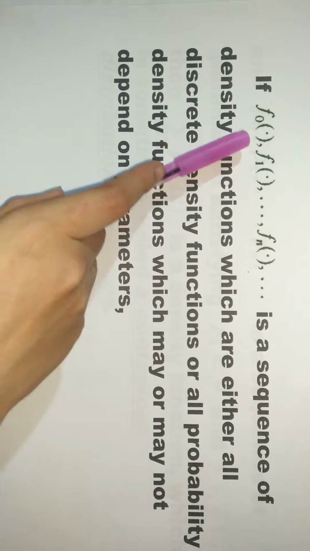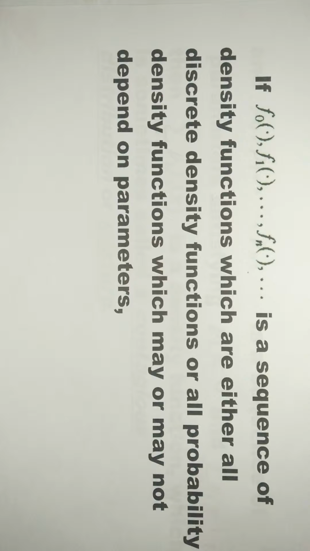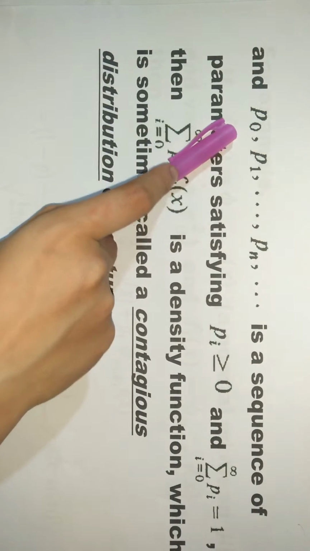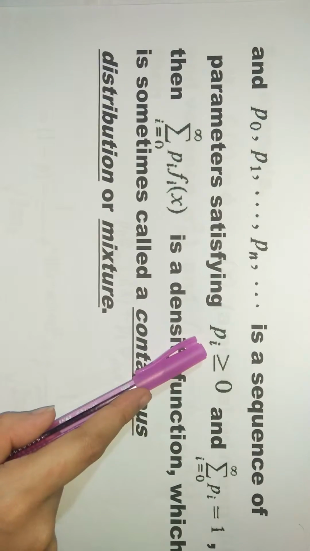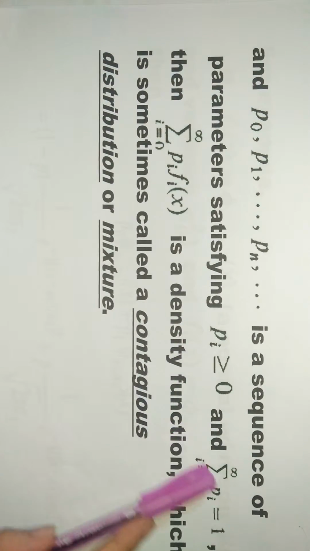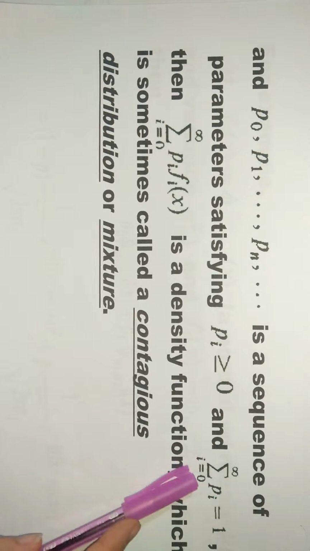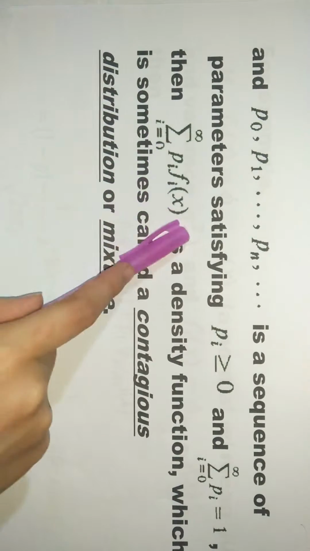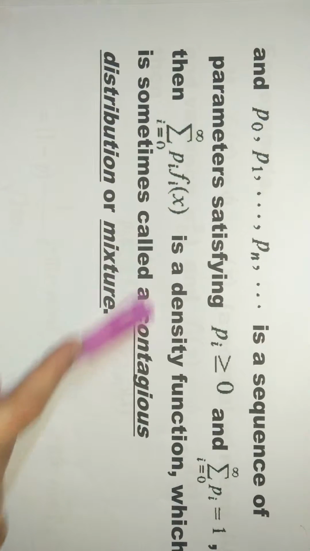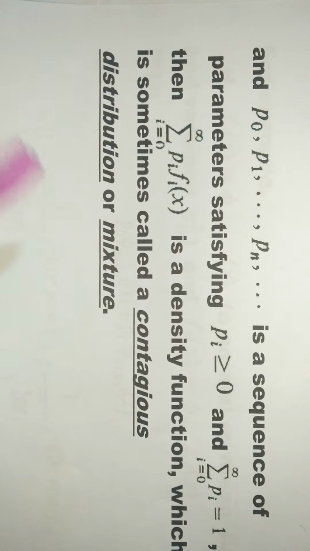If f sub 0, f sub 1, up to f sub n is a sequence of density functions which are either all discrete density functions or all probability density functions, which may or may not depend on parameters, and p sub 0, p sub 1, up to p sub n is a sequence of parameters satisfying that p sub i is greater than or equal to 0, and the summation of p sub i, where i is equal to 0 up to infinity, is equal to 1, then the summation of p sub i times f sub i of x, where i is equal to 0 up to infinity, is a density function which is sometimes called a contagious distribution or a mixture.